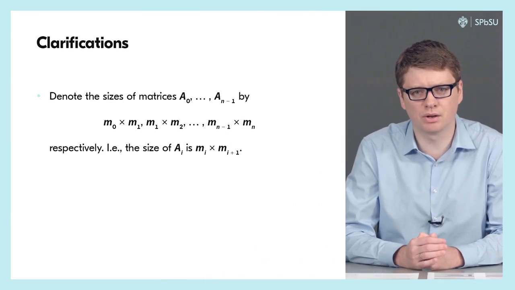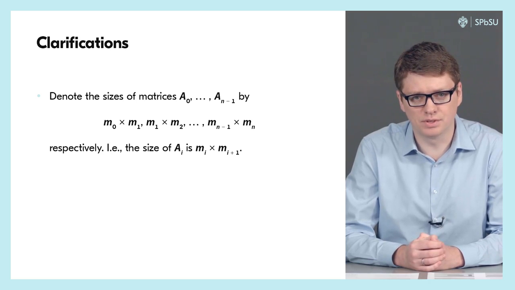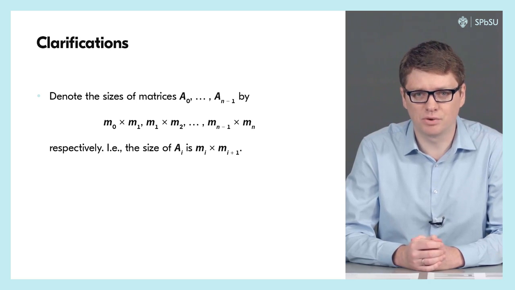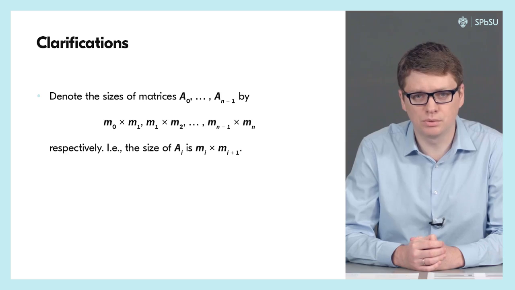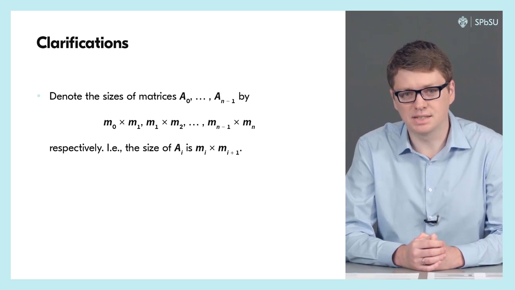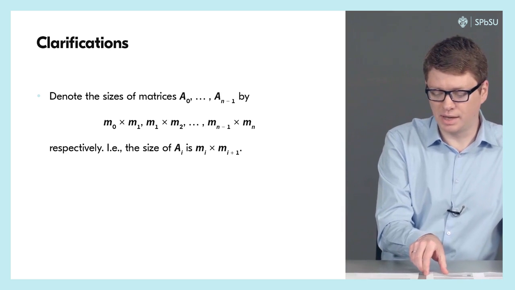First of all, recall that in order to be able to multiply two matrices A and B, we need to ensure that the number of columns of the matrix A is equal to the number of rows of the matrix B. This basically means that the number of columns of the matrix Ai should be the same as the number of rows of the matrix Ai+1. Right? So this allows us to denote the sizes of our n matrices by m0 times m1, m1 times m2, and so on. So basically the size of the matrix Ai is equal to mi times mi+1.